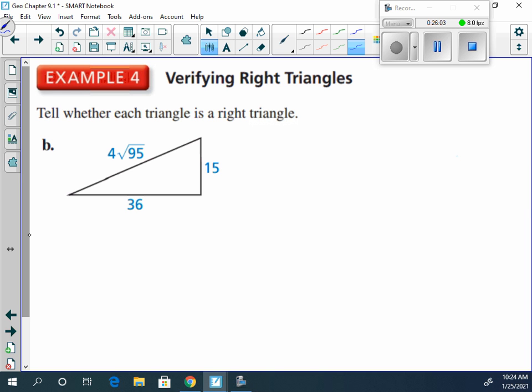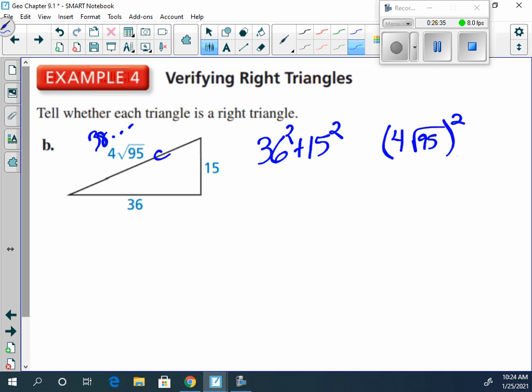So look at this one here. Now it does work out 4 square root of 95 is bigger than 36. 4 square root of 95 is the hypotenuse. So that makes this here our hypotenuse. So to see if this is a right triangle, well, we can do 36 squared plus 15 squared and see how it relates to 4 square root of 95 squared.